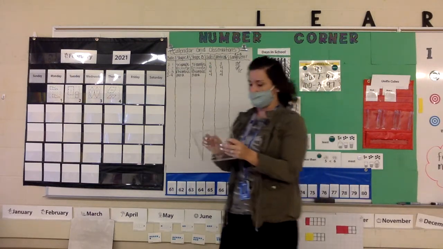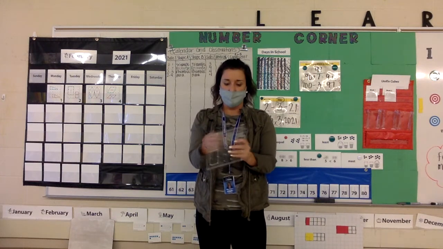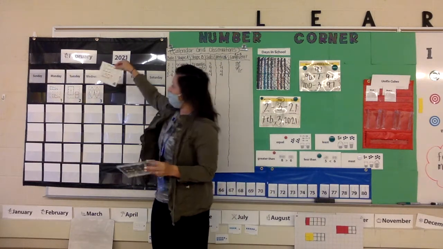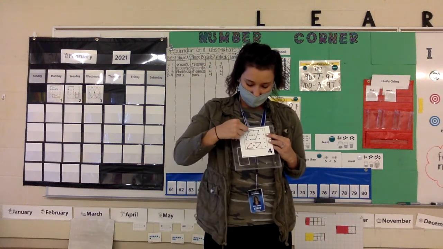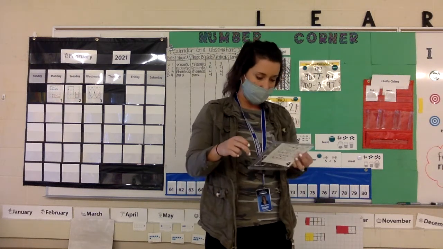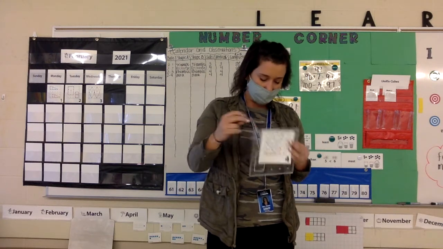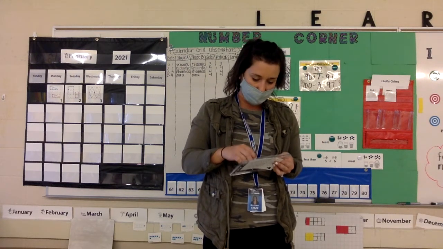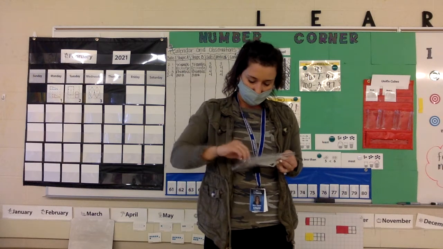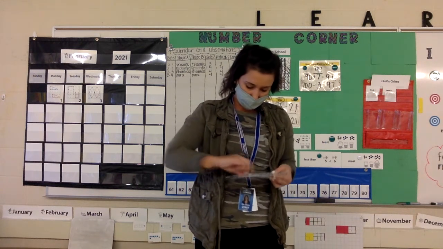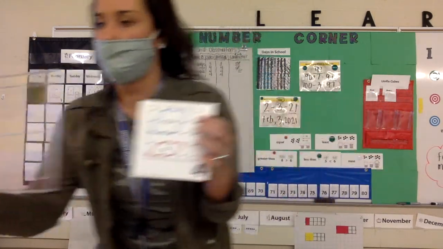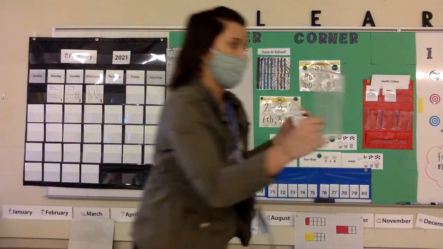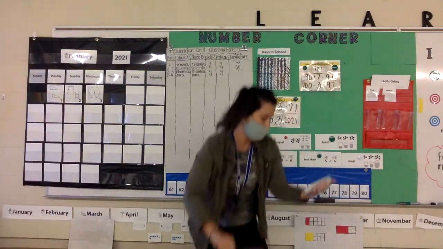Let me try to build these two. So, friends, watch how I'm going to build this. I'm going to take a look, and I see that my first parallelogram, shape A, goes across 1, 2, 3 spots. And then it goes on a slant 2 spots. So watch, 1, 2, 3, and on a slant 2. There is shape A.